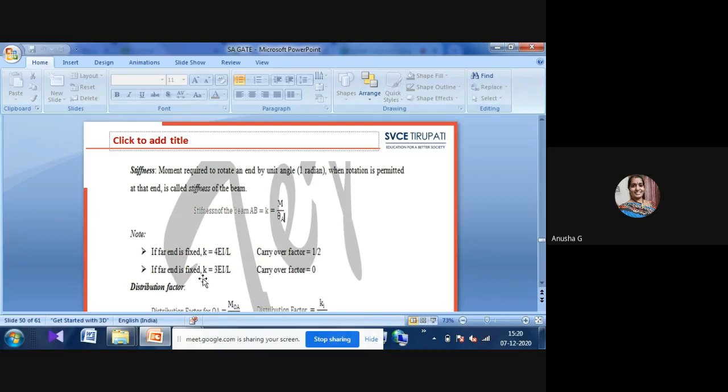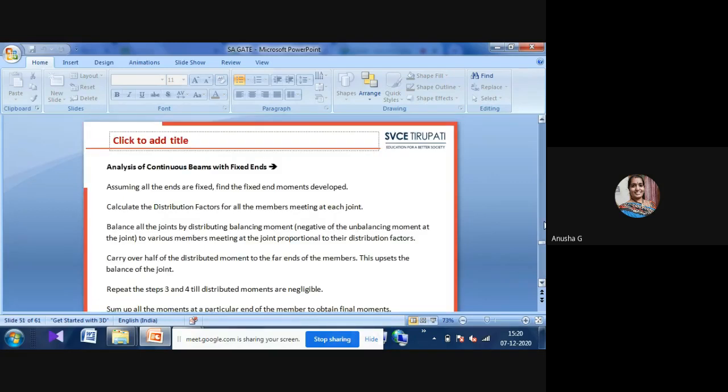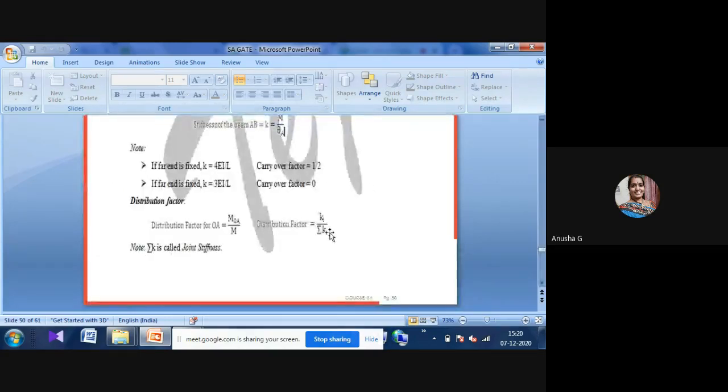If the far end is fixed. If it is not fixed, it is a hinged one. If the far end is hinged, it is 3EI/L. Then our carryover factor is 0 here. Then similarly, you have to find the distribution factor. Distribution factor is the stiffness factor divided by the summation of the stiffness factors.